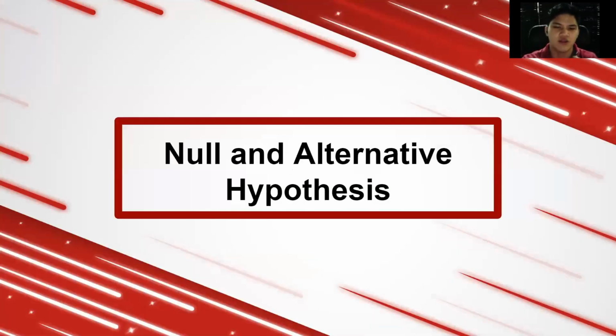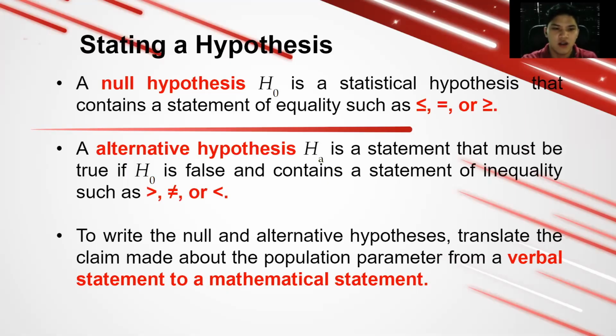So, null and alternative hypothesis. A null hypothesis, or HO, is a statistical hypothesis that contains a statement of equality, such as less than or equal to, or greater than or equal to. While the alternative hypothesis, or HA, is a statement that must be true if HO is false, and contains a statement of inequality such as greater than, not equal to, or less than.